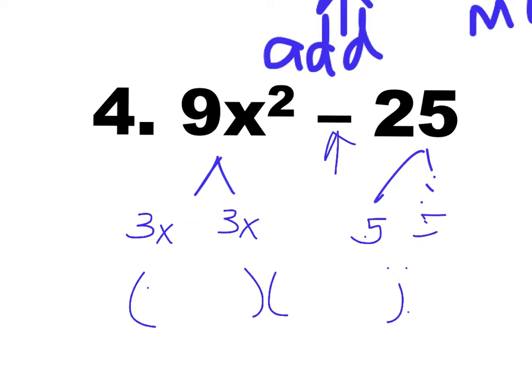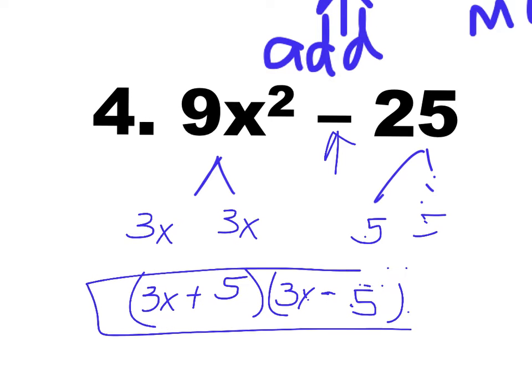You put your terms in each. I've got 3x in the front of both of them. I have 5 at the end of both of them. And I want my signs in the middle to be different. So one of them has to be addition. One of them has to be subtraction. How could I check to make sure that I did that right? I could FOIL it. What'll happen to the middle terms? They'll cross out.